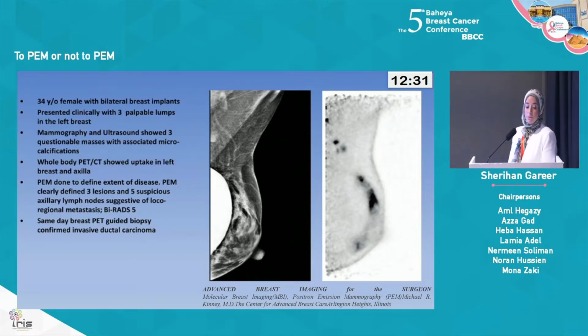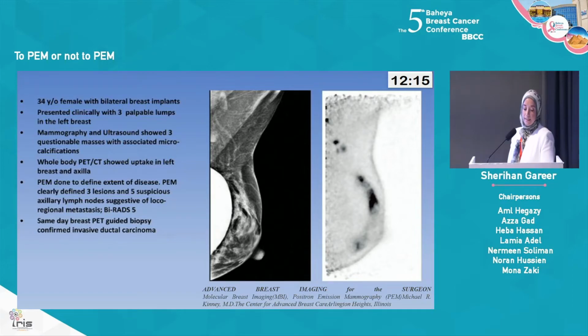In this case, we have a 34-year-old female with bilateral breast implants. She presented clinically with 3 palpable lumps in the left breast. The mammography and ultrasound confirmed 3 questionable masses with associated microcalcifications.